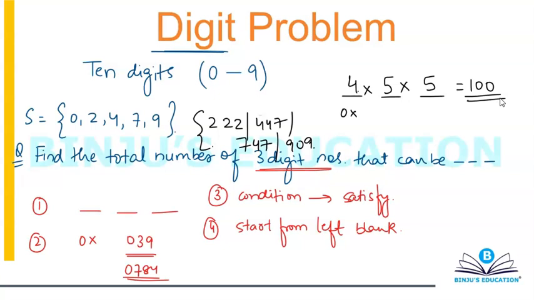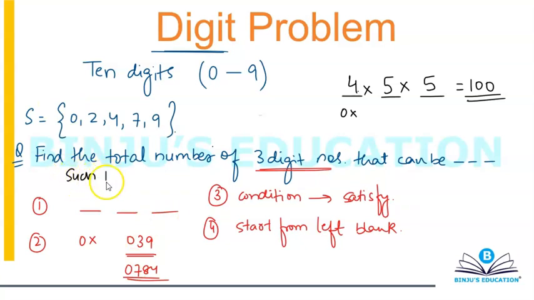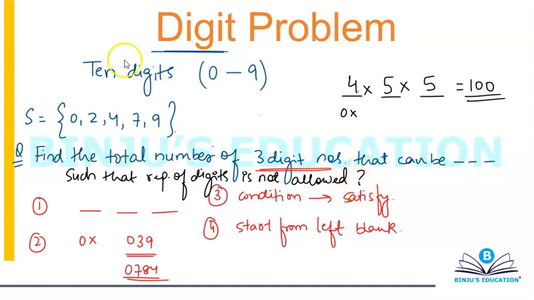Okay. Alright, now let's take up another case. Let's say we have the same question. Find the total number of three-digit numbers that can be formed using these digits. I'll add a condition such that repetition of digits is not allowed. Now in this case, it is specifically mentioned that the repetition is not allowed. So we are considering that case.